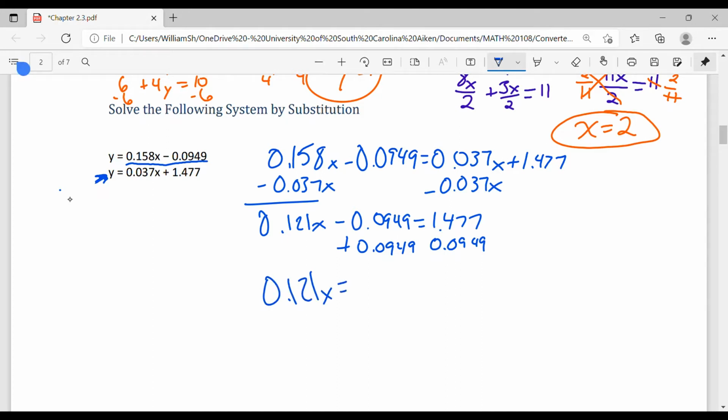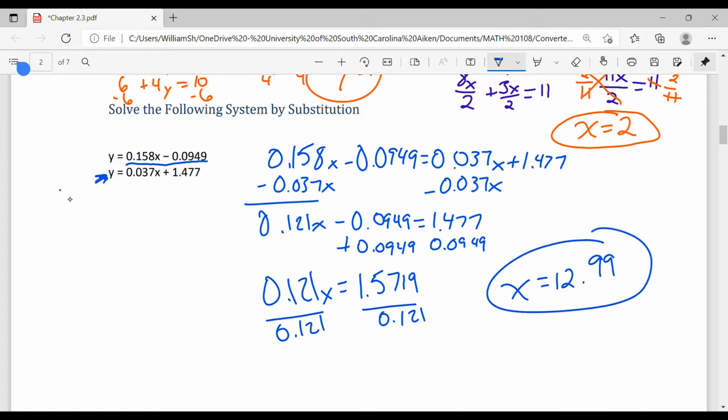0.121x equals 1.5719. Now we have to divide by 0.121. And we get that x equals 12.99. Okay. Now we still need to solve for y.